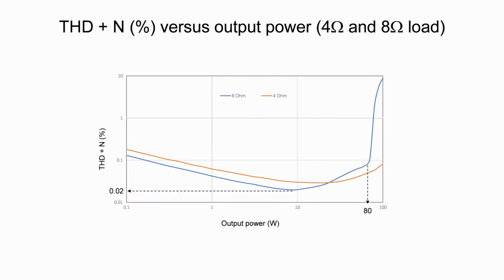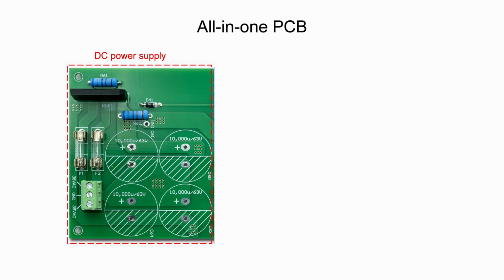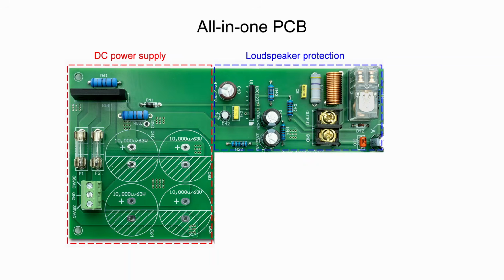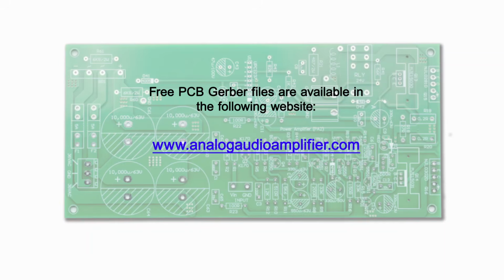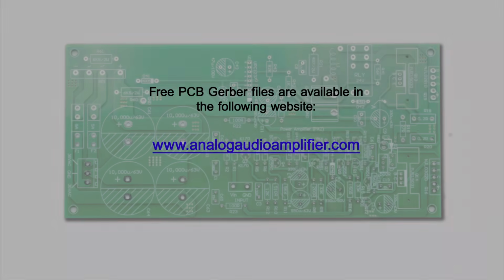However, when the amplifier will start to clip really depends on the power capacity of the power transformer. For the power amplifier I built, I used two 150 VA power transformers. A 2-channel 70 watts power amplifier requires 2 PCB. Each PCB contains 3 parts. It contains DC power supply, loudspeaker protection circuit, and the power amplifier circuit. Therefore, this is just one single PCB that you need to build a complete channel of a 70 watts power amplifier. You can download free PCB Gerber files in the following website. The link to the website is given in the video description below.